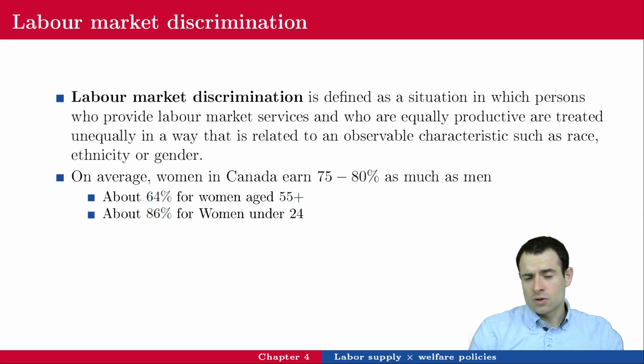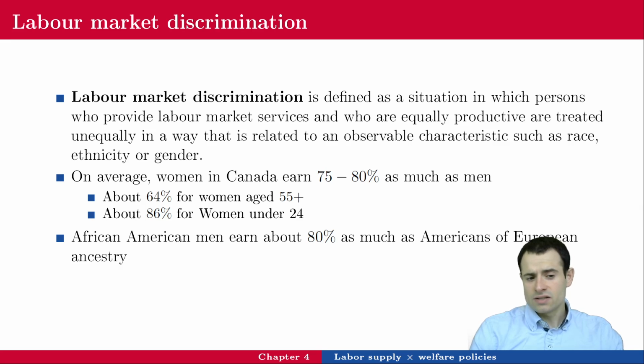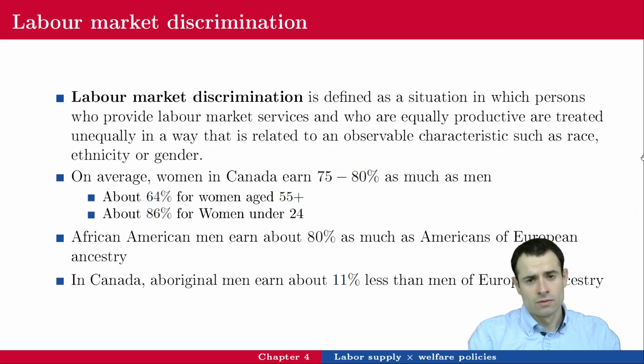There is also discrimination across ethnicities. African American men earn about 80% as much as Americans of European ancestry. In Canada, we also have such a statistic regarding Aboriginals, First Nations, Métis, and Inuits. In Canada, Aboriginal men earn about 11% less than men of European ancestry.